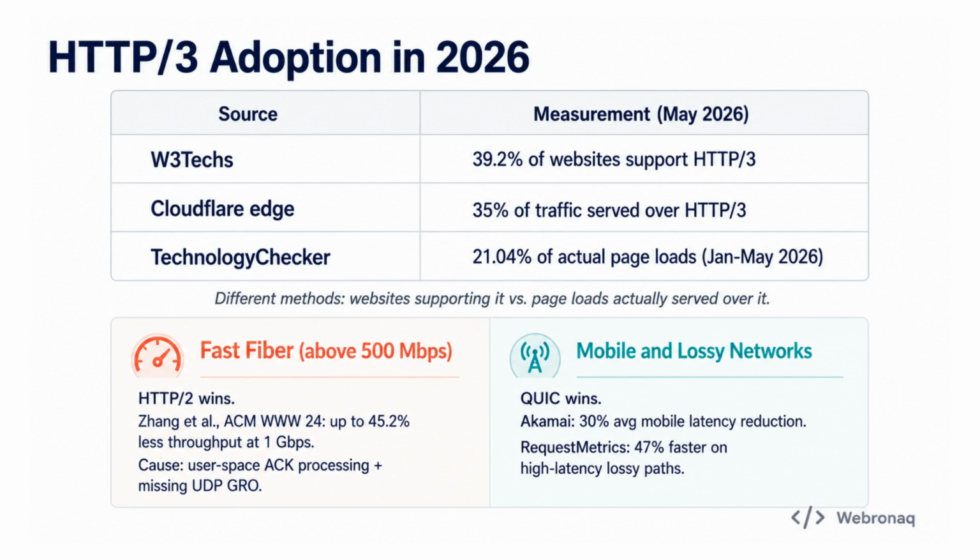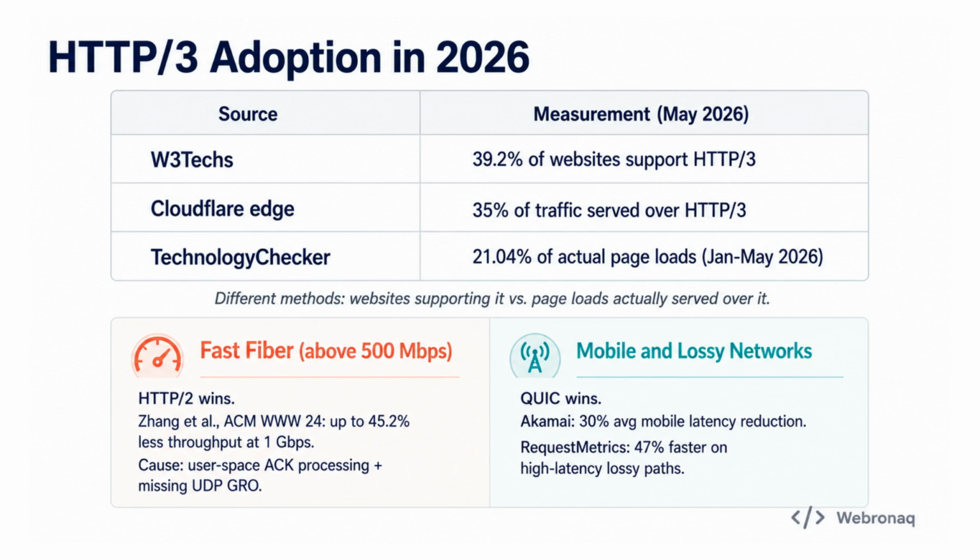Alright, here is the 2026 picture. Depending on how you measure it, HTTP/3 runs between 21 and 39% of web traffic. Technology Checker tracked actual page loads between January and May 2026 and found 21%. Cloudflare reports 35% across its edge. W3Techs counts 39% of websites as having support. The gap reflects methodology, not error. But here's the interesting part.